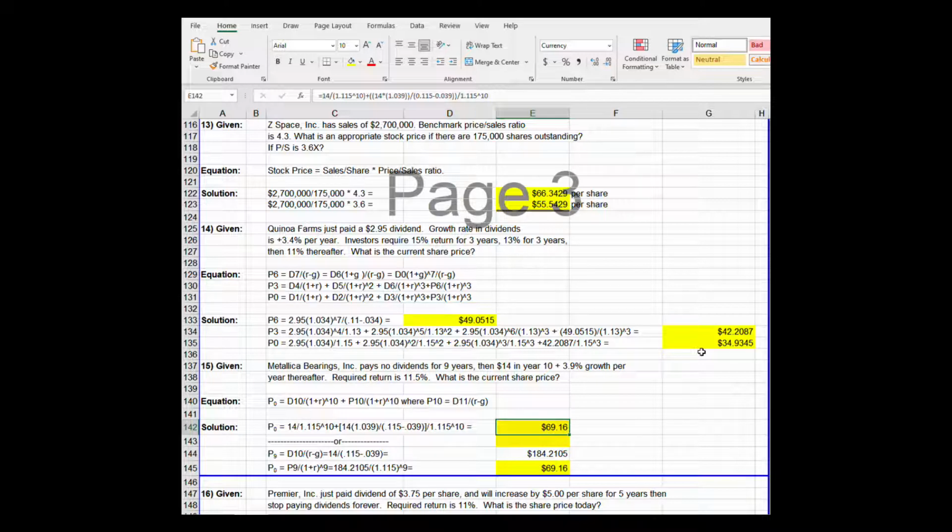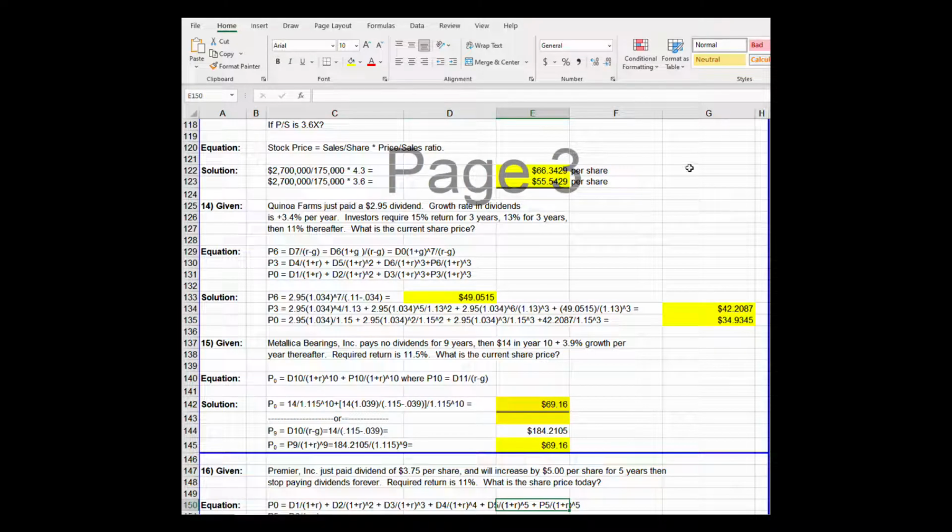I also can look at calculating P0 as being P9 divided by 1 plus r to the 9th. First I have to calculate P9, and what is P9? It's D10 over r minus g, which is $14 over 0.115 minus 0.039. That gives me a P9 of 184.21. And then discounting that back to today, 9 times, I get a stock price today of $69.16. Same answer I got using the longer hand method. There are your answers to 13, 14, and 15.